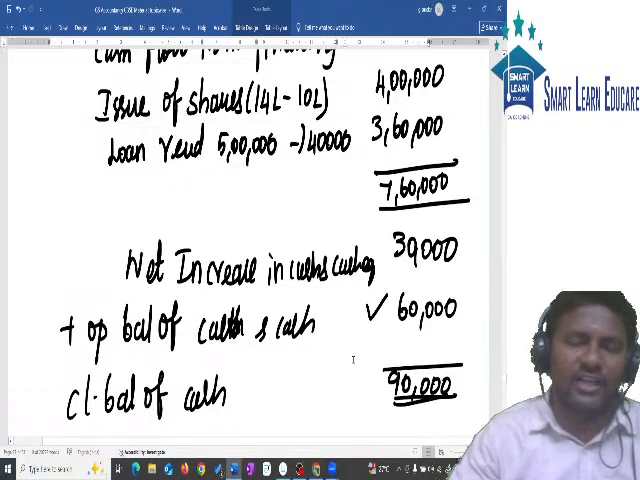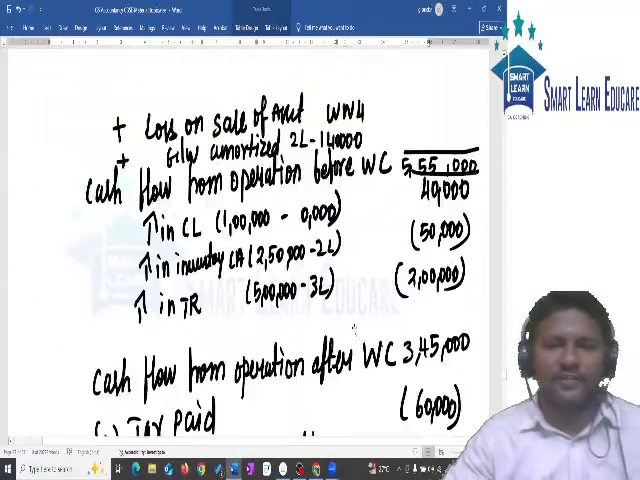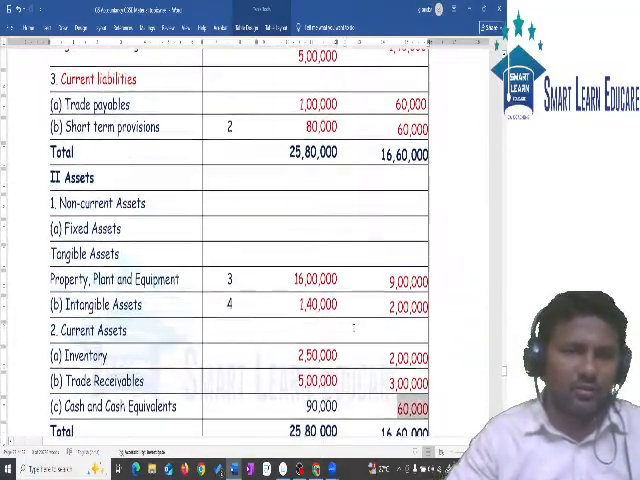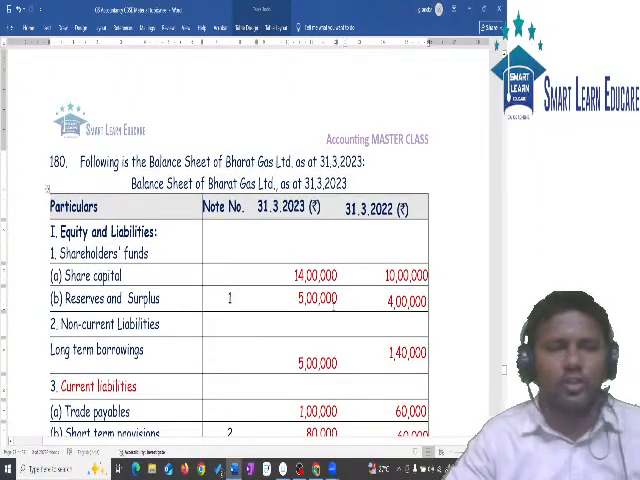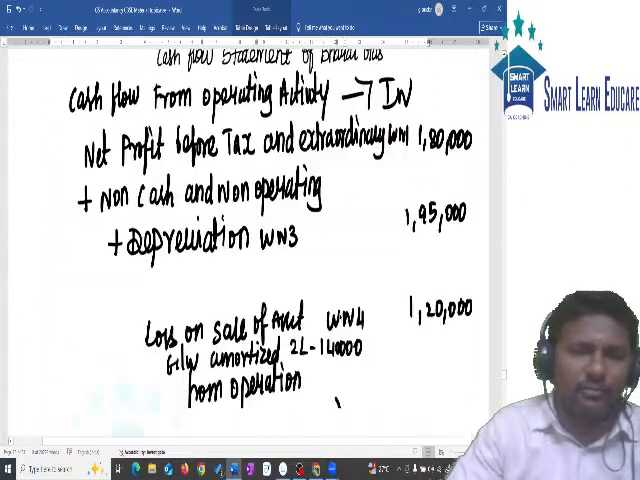So closing balance of cash comes to how much amount? It means 90,000. That's all. So with this we completed question number 180 also. Now proceeding to the next question, question number 181.